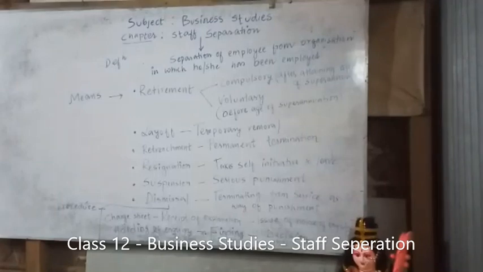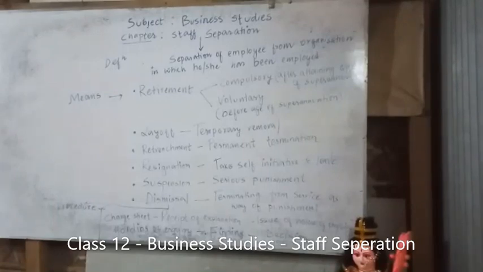What is superannuation? Superannuation means that he has already attained the age, for example, in India it is 60 years. After he attains 60 years, he is being separated from the organization. So that is compulsory retirement. Compulsory retirement means the retirement which is after the age of superannuation. But the second one is totally different.